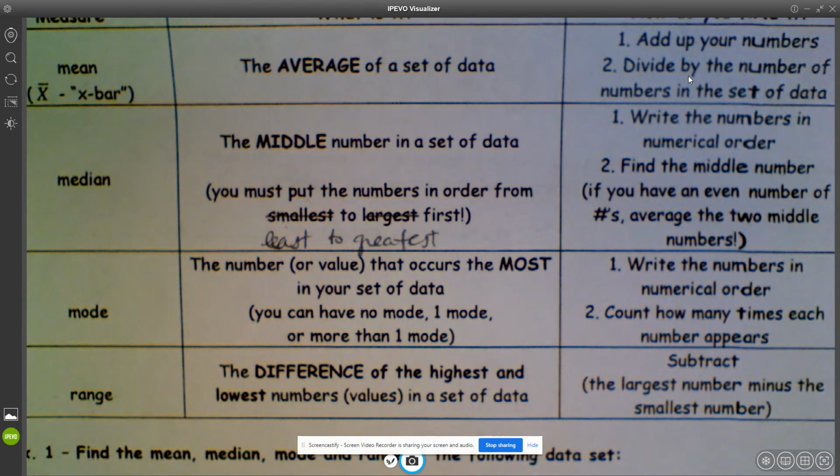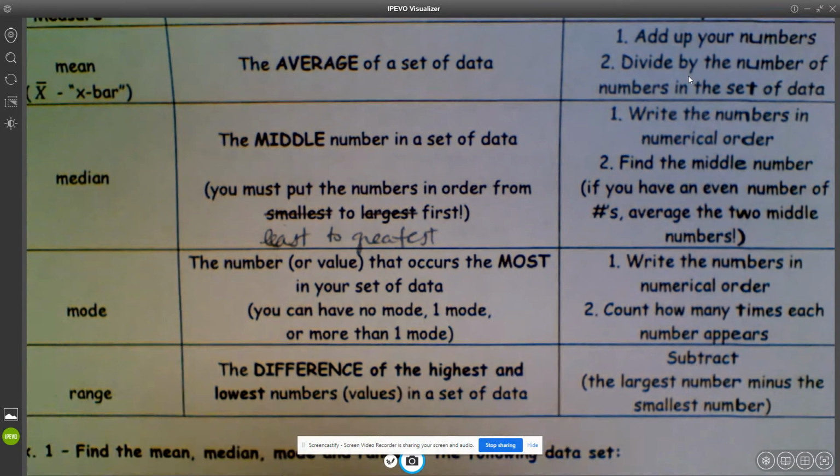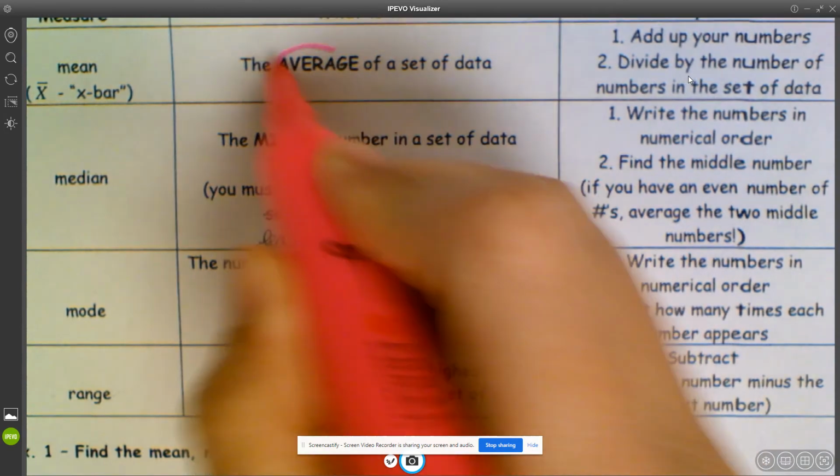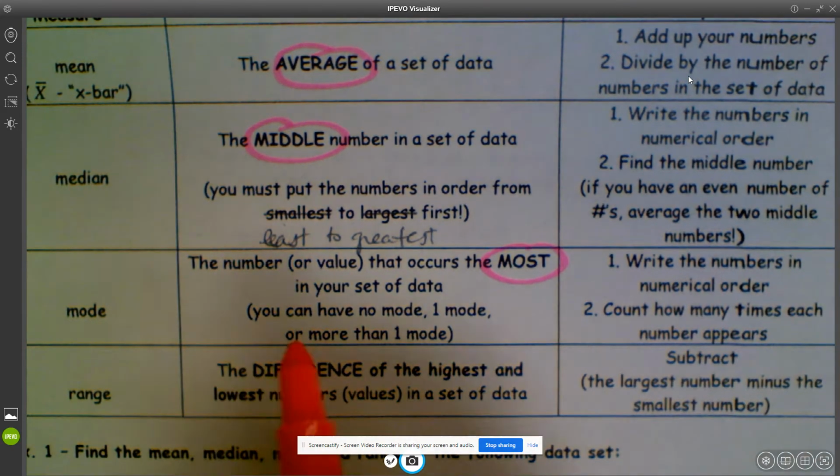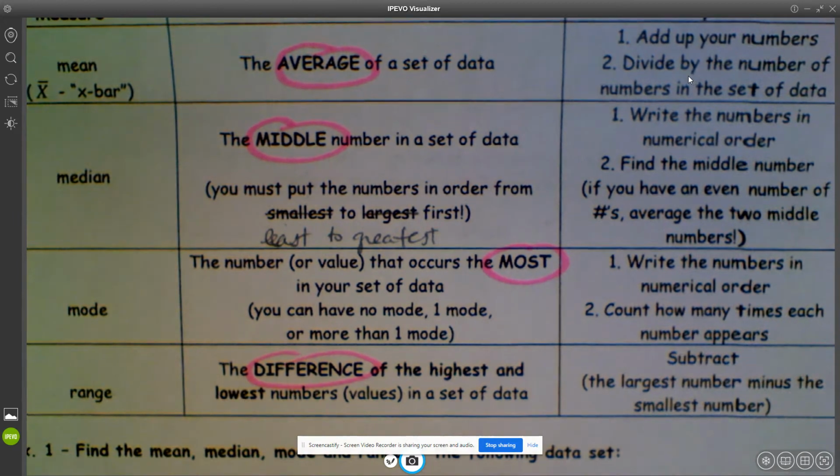You'll notice here for each of these, a one-word definition kind of draws itself to you. When we look at the mean, I want the average. The median is the middle. The mode is the most. And the range will be the difference. So keep those things in mind, okay?